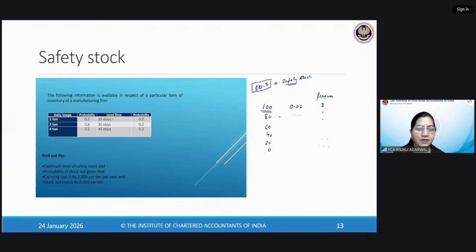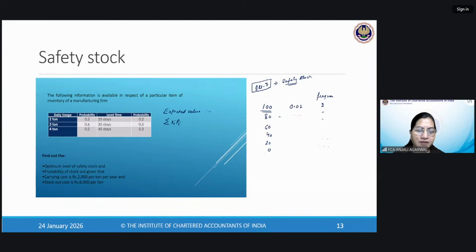And the lead time can be 25 days, 35 days, 45 days. Here, 2 could be the minimum consumption, 4 could be the maximum consumption, but 3 may or may not be the average consumption. You have done the concept of expected value in your quantitative aptitude module, where expected value in statistics is calculated as summation XiPi.